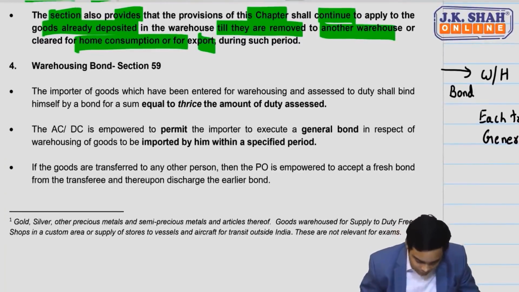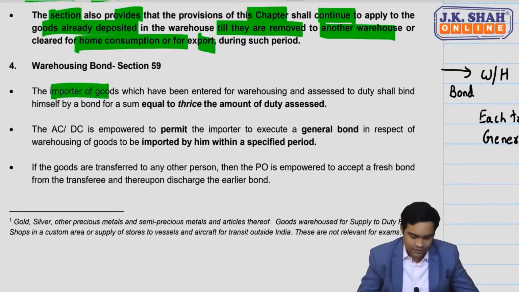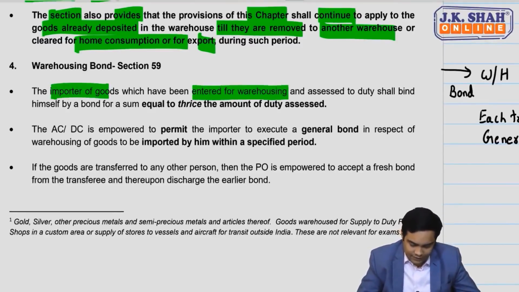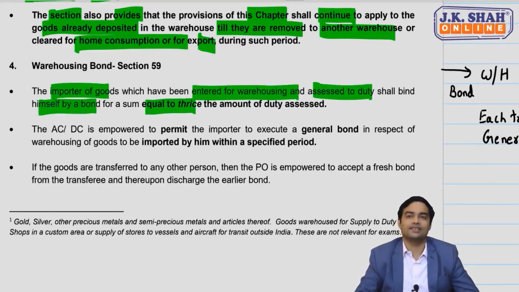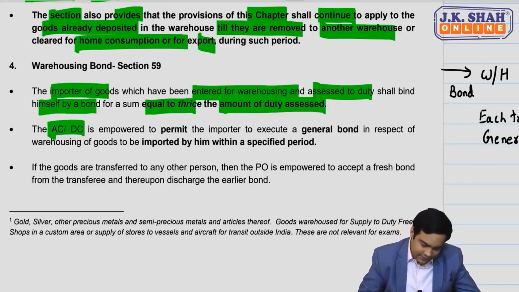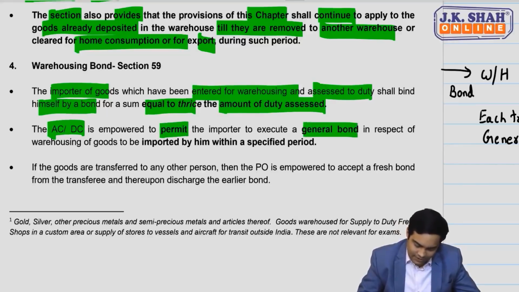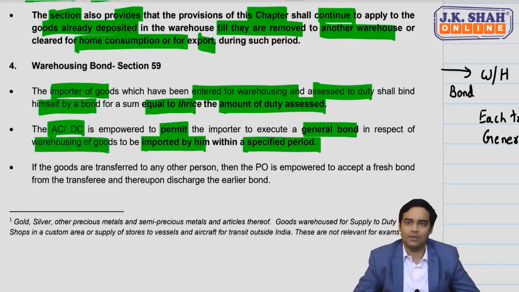The importer of the goods which have entered for warehousing and assessed to duty shall bind himself by a bond to a sum equal to thrice the amount of duty assessed. 3 times the duty assessed, that will be the bond amount. The ACDC is empowered to permit to execute a general bond for warehousing of goods to be imported by him within a specified period. You can go for a general bond as the assistant commissioner or deputy commissioner may allow.